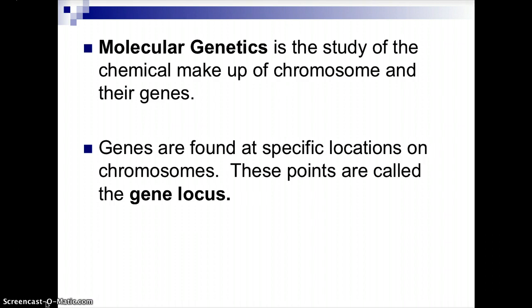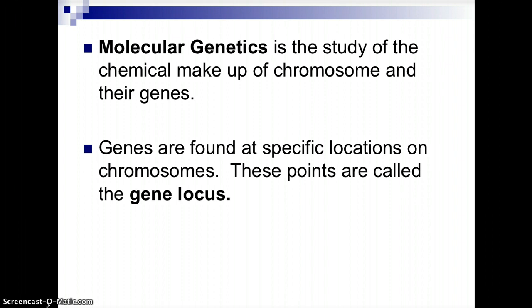Molecular genetics. Molecular genetics is the study of the chemical makeup of a chromosome and their genes. Before we kicked off this whole chapter, we looked at chromosome structure and some chromosomal abnormalities. That would come down to molecular genetics. And we talked about how those diseases, whether it be a deletion, addition, inversion, or a translocation of those genes and the parts of those genes, could affect the human individual.